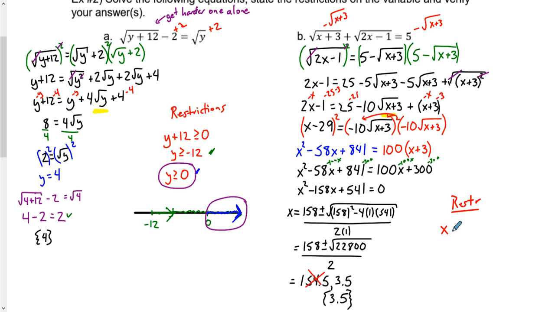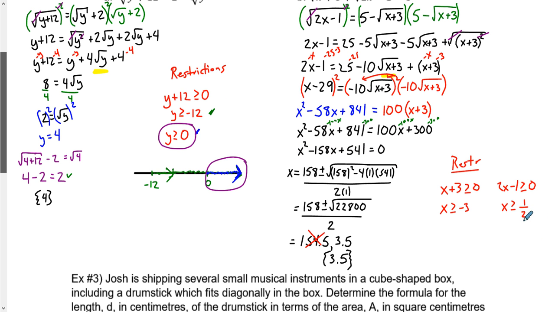Our two things have to be greater than or equal to 0. So this one, our x's have to be greater than or equal to -3. And in this one, our x's will have to be greater than or equal to 1/2. The one with the overlap is this one. This is the only restriction we care about.